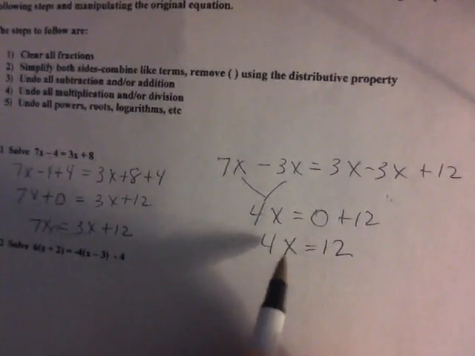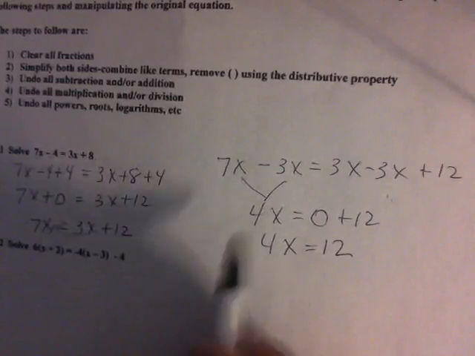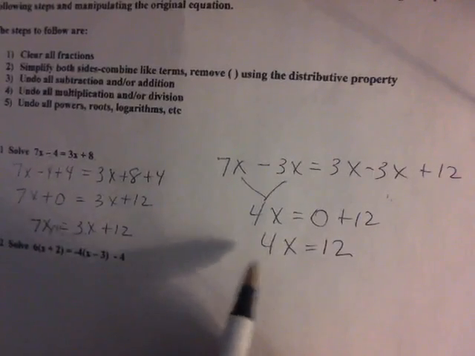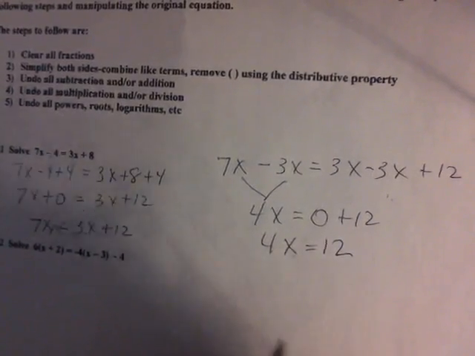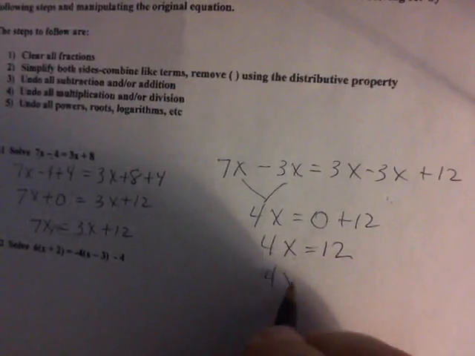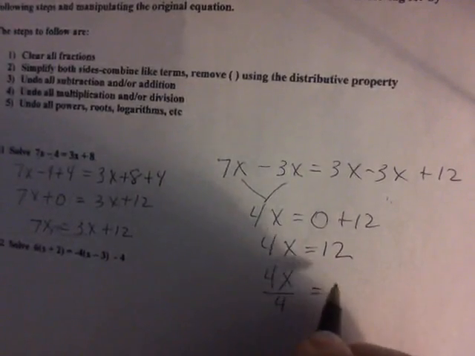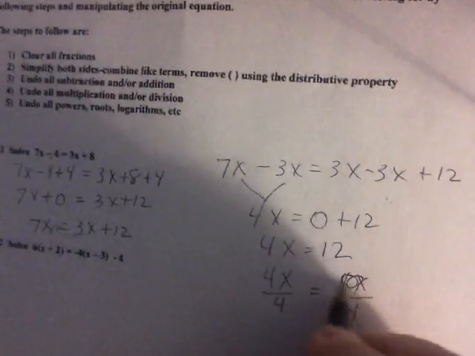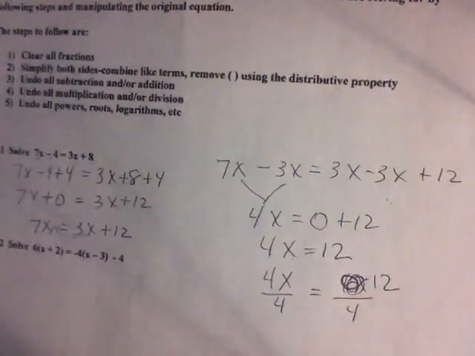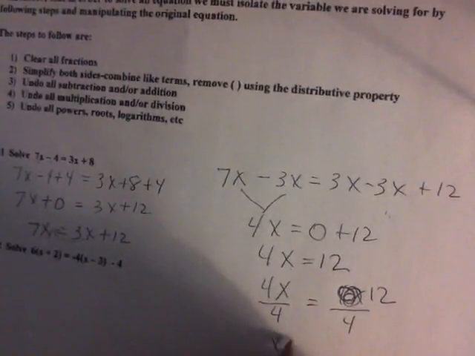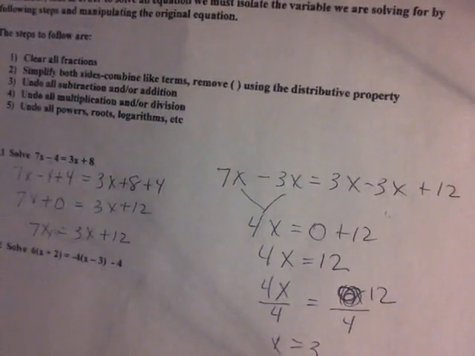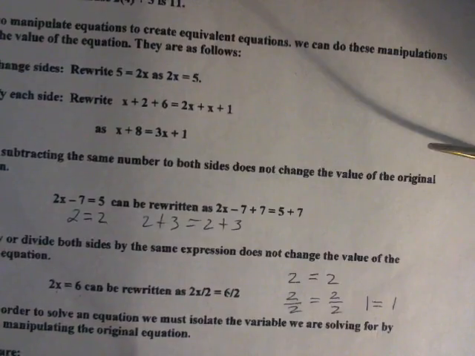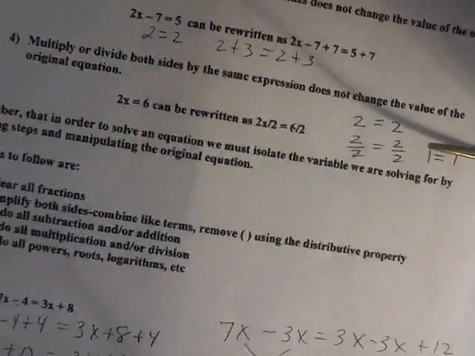Still want to get x by itself, and always remember, you're always doing opposite operations. So this is 4 times x. The opposite of multiplying would be to divide both sides by 4. Therefore, x would be 3. Okay, so that's your first example.